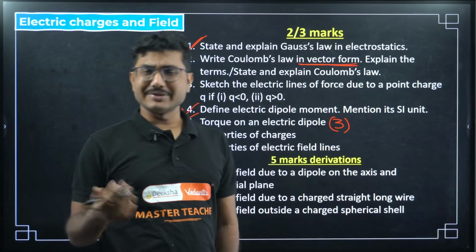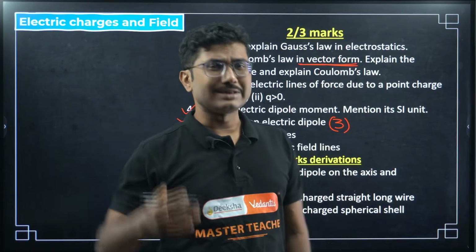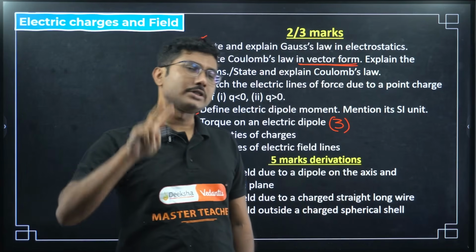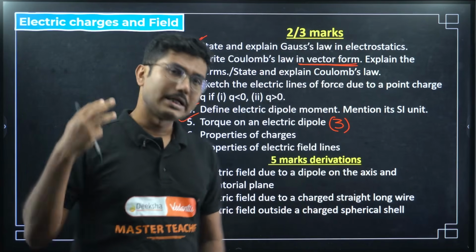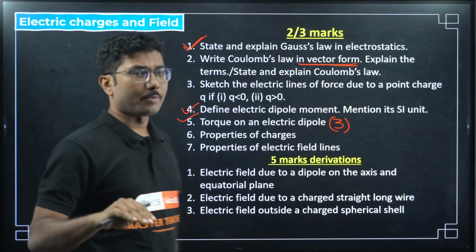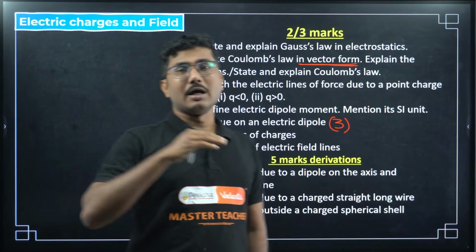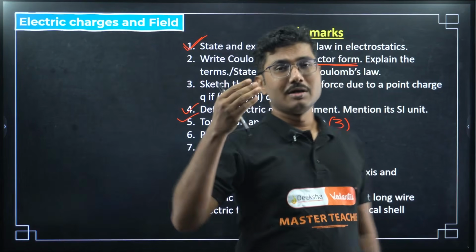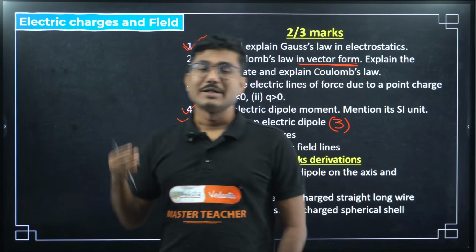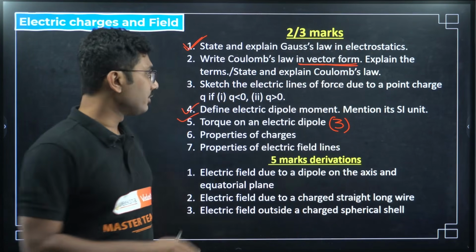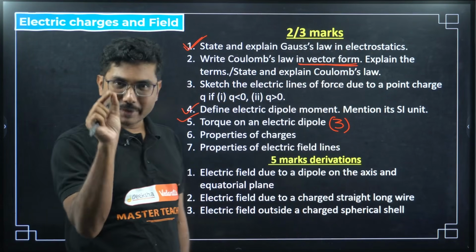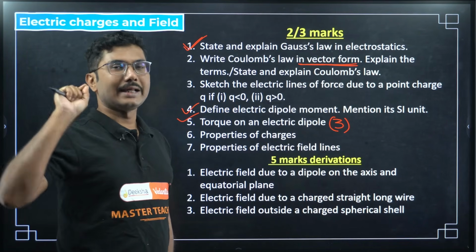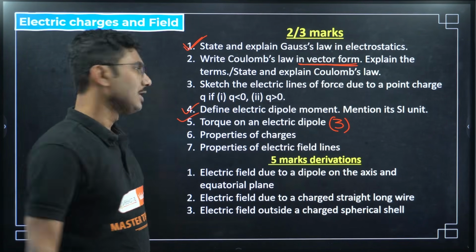Properties of charges, 3 properties, 2 properties. This can be asked as a 2-marker as well as a 3-marker question. 2 properties, 2 markers, 3 properties, 3 markers. There you have to write all 3 properties, right? Charges are scalar in nature or additive in nature. Charges are conserved for an isolated system. Charges are quantized. So all the 3 properties that you have to write and explain briefly. Again, standard writing, how to write it, I will again explain. Come in the live, join me, right?